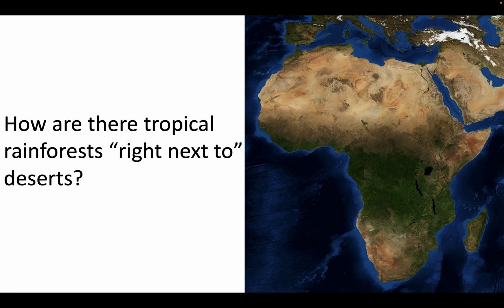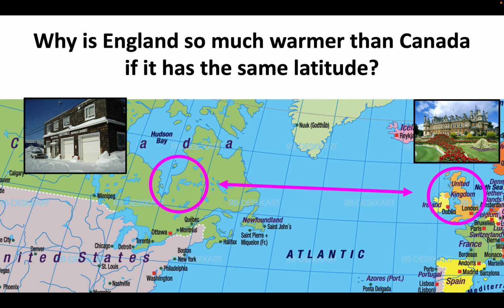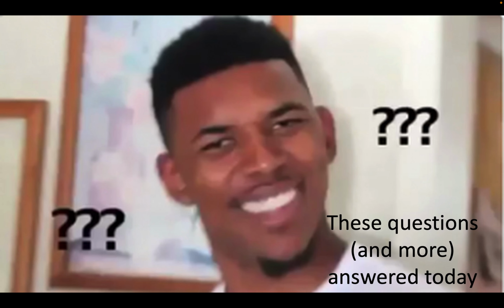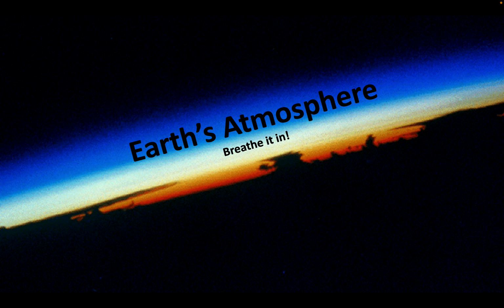We're going to continue learning about Earth systems and resources, and today we're going to talk about something that's in the air. And we're going to be able to answer a couple interesting questions such as why and how are there tropical rainforests right next to deserts? Why is England so much warmer than Canada despite being on the same latitude? And why was Ben Franklin such a cool dude? All this and more when we learn today about the atmosphere.